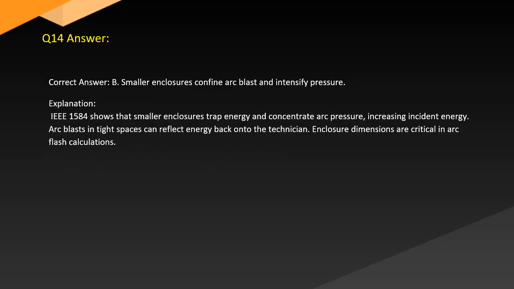Answer. Correct answer: B. Smaller enclosures confine arc blast and intensify pressure. Explanation. IEEE 1584 shows that smaller enclosures trap energy and concentrate arc pressure, increasing incident energy. Arc blasts in tight spaces can reflect energy back onto the technician. Enclosure dimensions are critical in arc flash calculations.